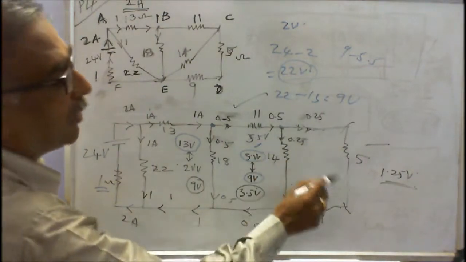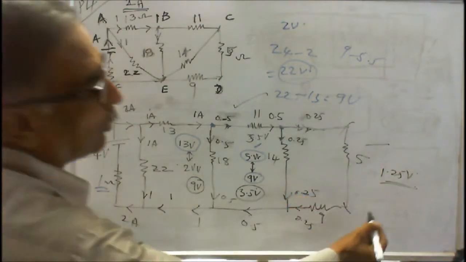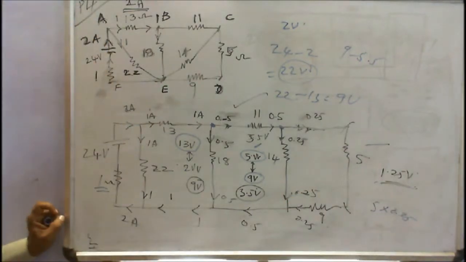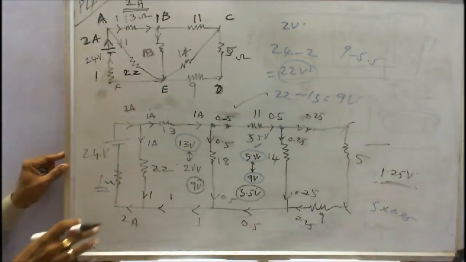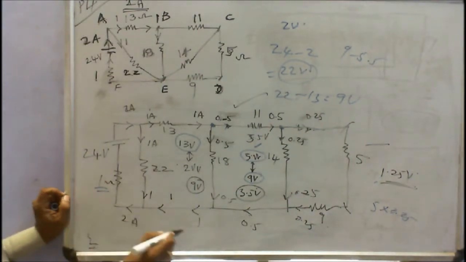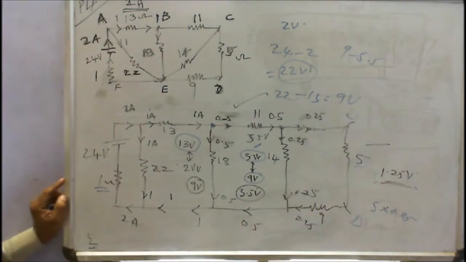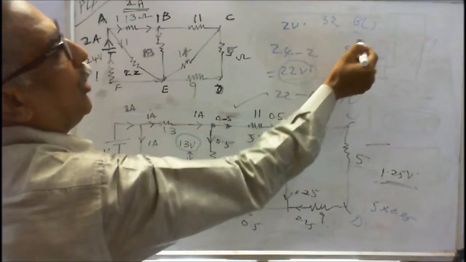So what is the voltage drop? These 5 ohms and 9 ohms are connected in series. Therefore 5 into 0.25, you will get 1.25 volts. The first part, the current, we can calculate by reducing the network. We will find the total resistance and we can calculate the total current. Here, what is the voltage drop across the 5 ohm resistance R C into D? That is 1.25 volts. So this problem is available on page number 32, BNT, volume 1.